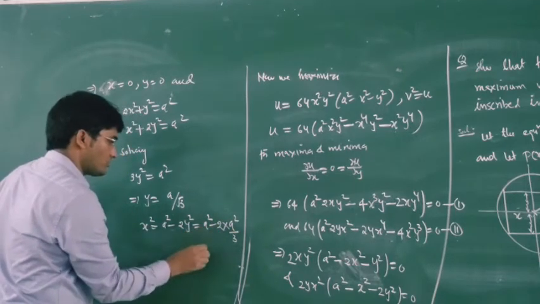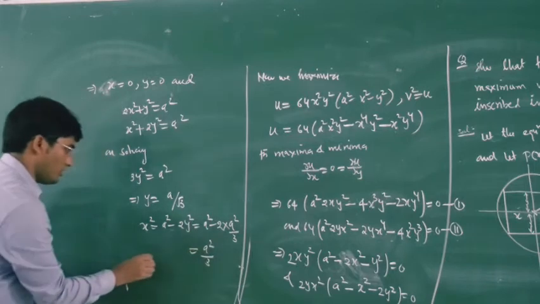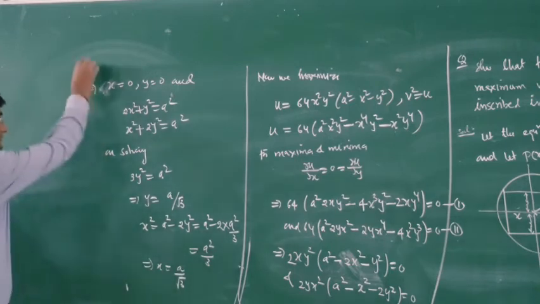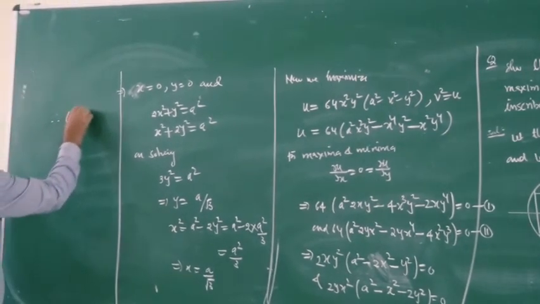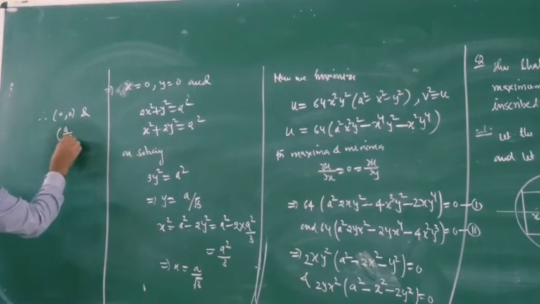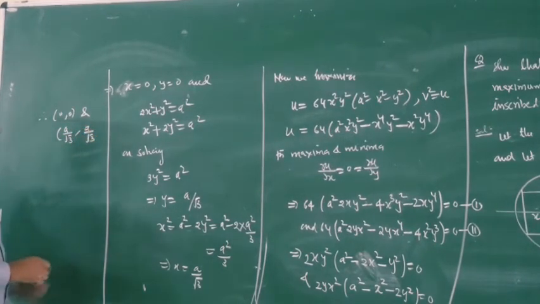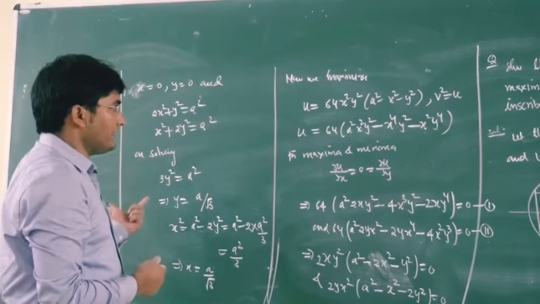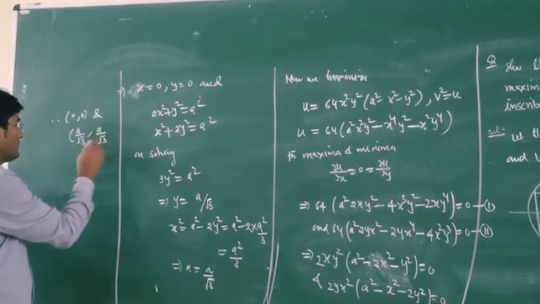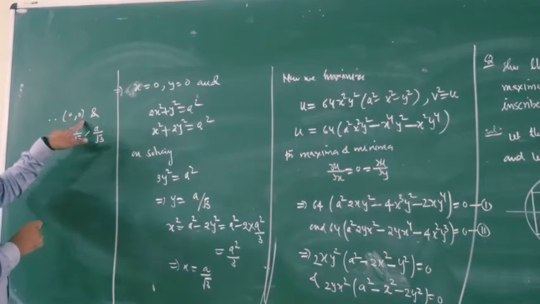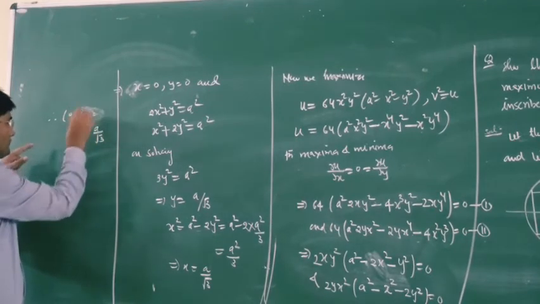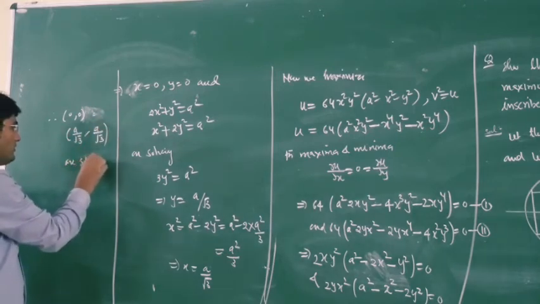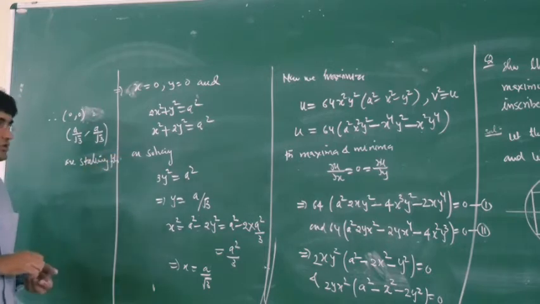So this is your 3a² minus 2a², that means a² by 3. So our x is a upon root 3. Therefore (0, 0) and (a upon root 3, a upon root 3) are two possible stationary points. And we can now find out the value of z. So (0, 0) and (a by root 3, a by root 3) are stationary points. So these are our stationary points.